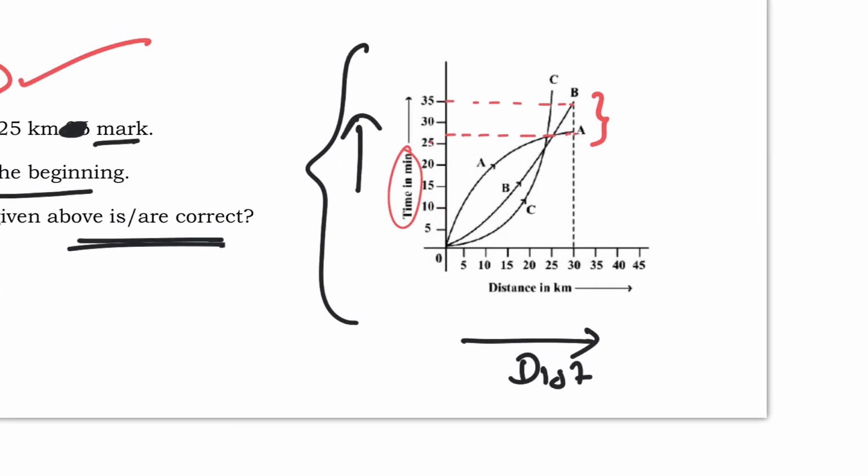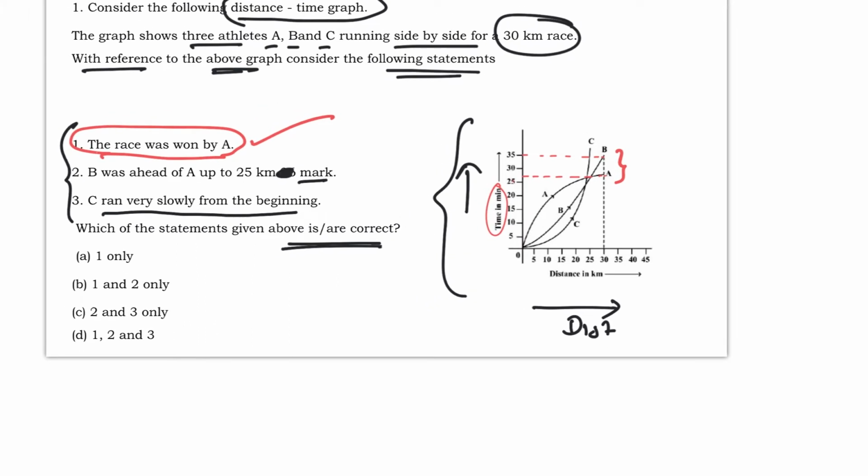Okay, the statement: the race was won by A. See here, between 25 to 30 minutes, around 26 or 27 minutes we can guess, around 27 minutes A has completed the race, and B has completed the race at 35 minutes. So the race was won by A. The first statement is correct. Okay, so next, B was ahead of A up to 25-kilometer mark.